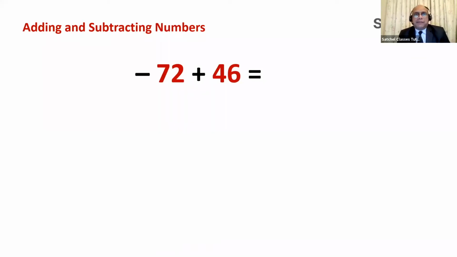Clearly, they are numbers having opposite signs, and hence we'll first subtract them to find the magnitude of the answer. So 72 minus 46 is 26. And for the sign, we'll look at the one with the bigger magnitude, which in this case is 72, which is negative, and hence your final answer will be minus 26.